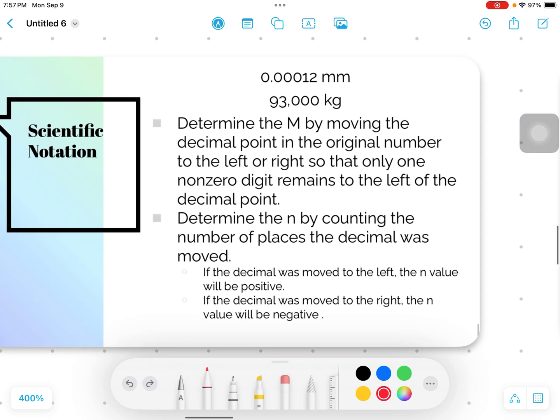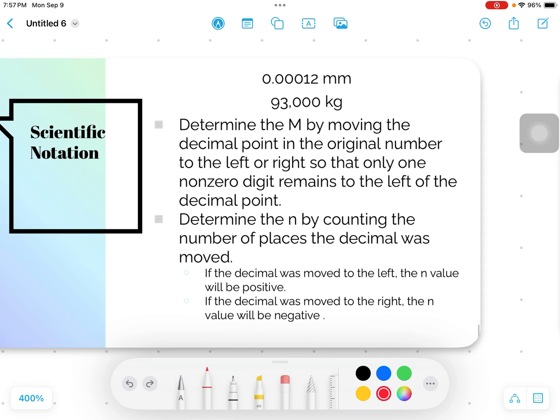So here is an example. Determine the m by moving the decimal point in the original number to the left or right, so there is only one non-zero digit remaining to the left of the decimal point. Determine the n by counting the number of places the decimal was moved. If the decimal was moved to the left, the n value will be positive. If the decimal was moved to the right, the n value will be negative. I would star, highlight, whatever you got to do so you remember to go back over that. That's the most important part.